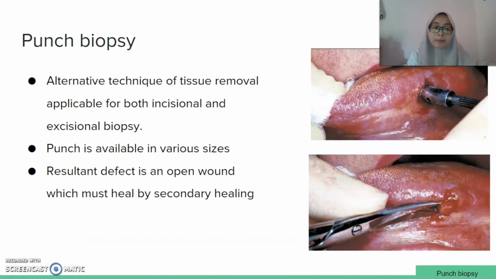And then the punch biopsy is basically an alternative technique of tissue removal applicable for both incisional and excisional biopsy. Punch biopsy is available in various sizes, and the resultant defect is an open wound which must be healed by secondary healing.